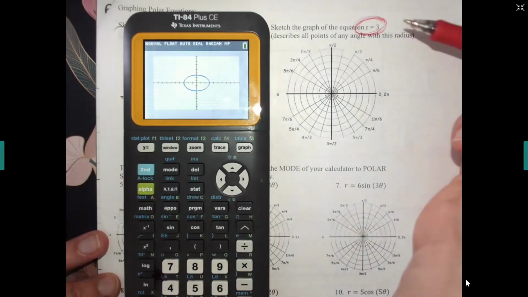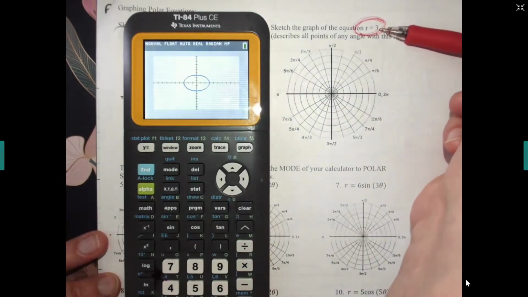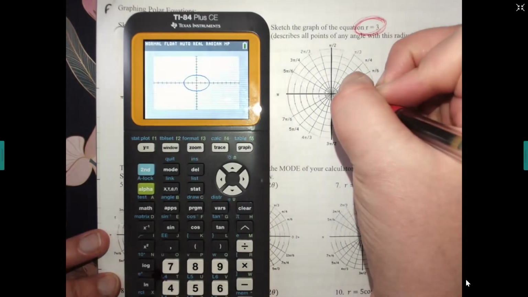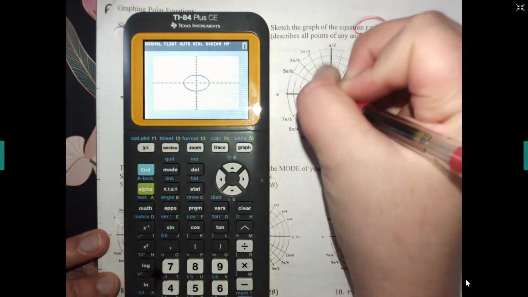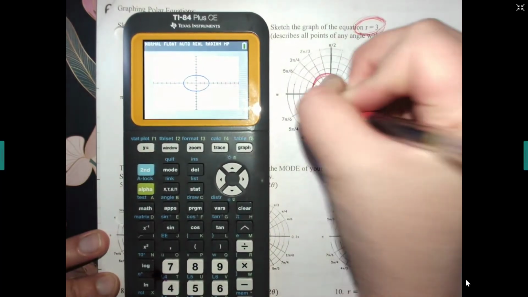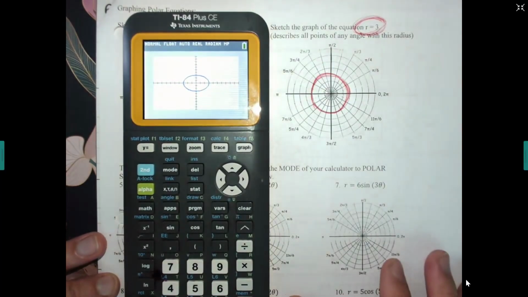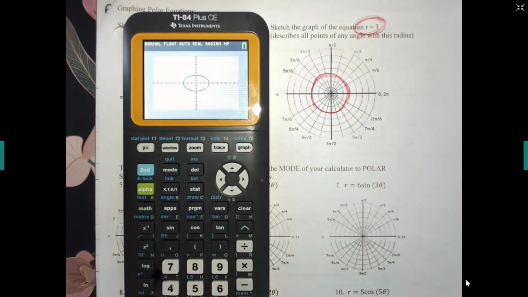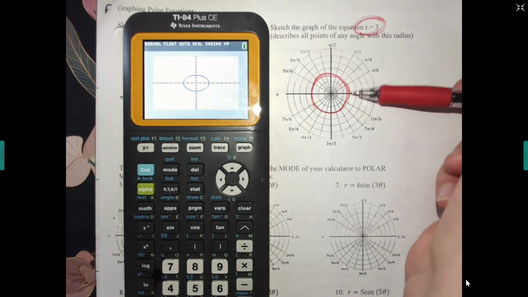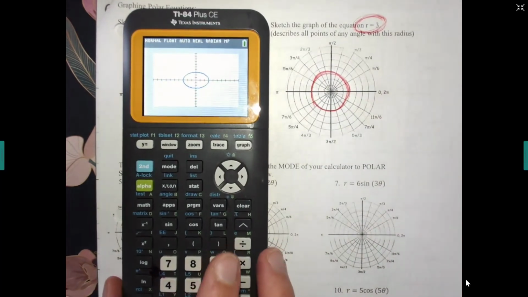That's because if you want ring 3, you would just stay 1, 2, 3 right on this ring. Now you'll notice on your calculator, it looks kind of more ovally. The reason why is because your screen here is not a square. So it kind of squishes the picture, but this really should be a perfect circle. All right, let's go to the next one.